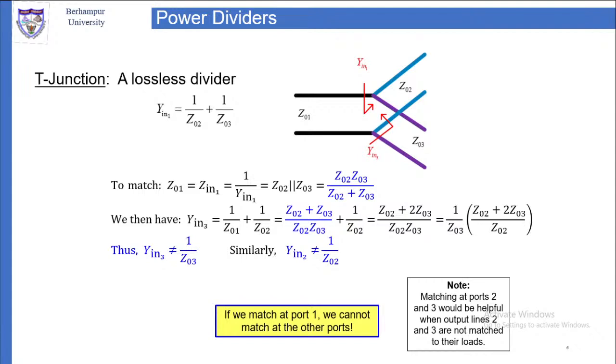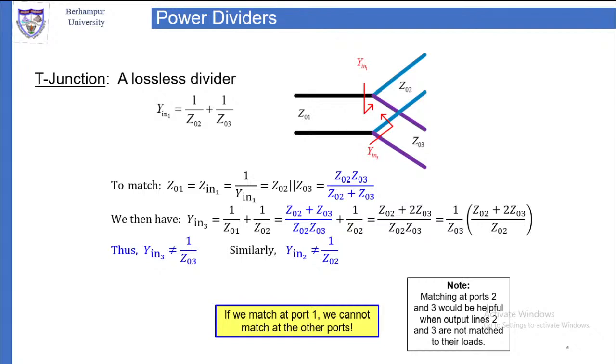Therefore, Y in 3 is not equal to 1 by Z03. Similarly, Y in 2 is not equal to 1 by Z02. So this we have seen. Since Y in 3 is not equal to 1 by Z03 and Y in 2 is not equal to 1 by Z02, which means they are not matched.